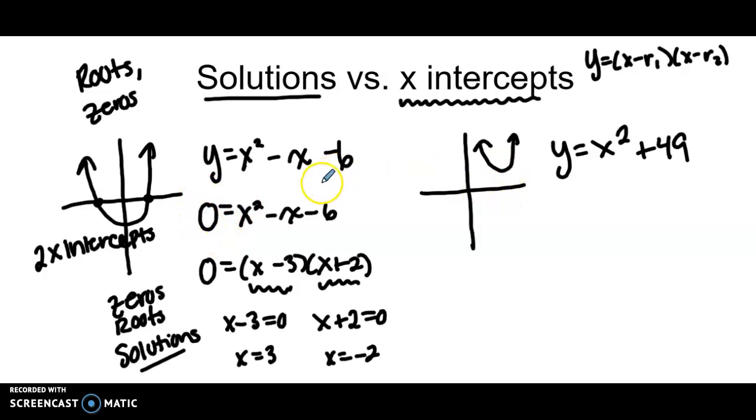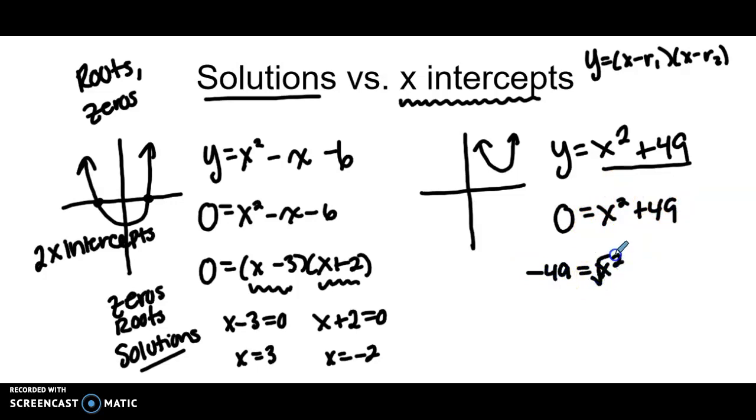All right, now let's take a look at the difference between this one and this one. This one says x squared plus 49. That graph is going to be up here in quadrant 1. If I said to solve it, you would do the same thing. You'd say 0 equals x squared plus 49. We're going to isolate the square, so we get negative 49 equals x squared. Take the square root of both sides, and you get x equals plus or minus the square root of negative 49.